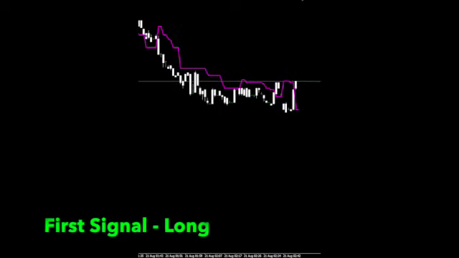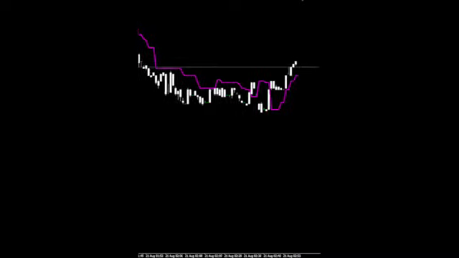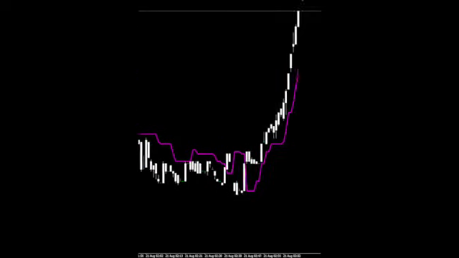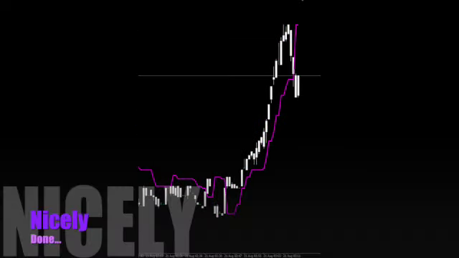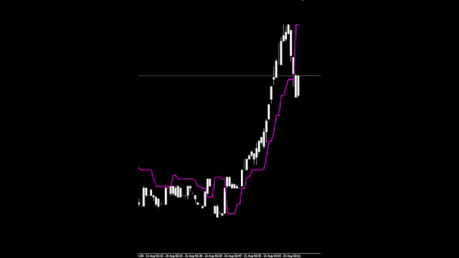Alrighty then. Now that you've settled in with the price and indicator reactivity, we have our first long signal. Let's see where it goes. Well, that was a very nice run to the upside. That would have definitely put a handful of pips in your pocket.